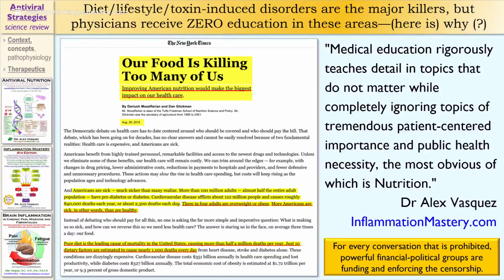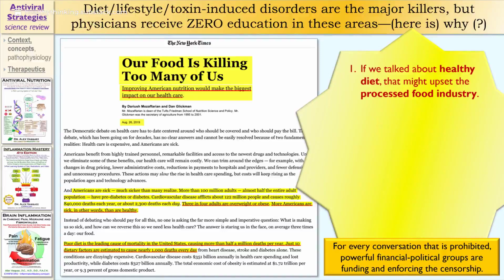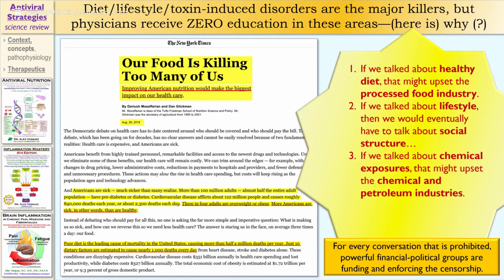So any reasonable person should wonder why medical education consistently excludes the topic of nutrition. And as I state at the bottom of this page, for every conversation that is prohibited, powerful financial and political groups are funding and enforcing that censorship. If we talked about healthy diet, that might upset the processed food industry. If we talked about lifestyle, then eventually we would have to talk about creating a social structure that supports a healthy lifestyle. If we talk about chemical exposures, that might upset the chemical and petroleum industries.